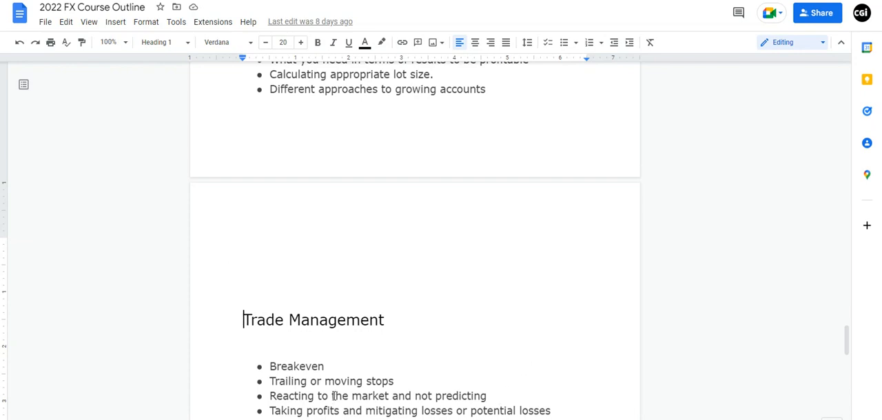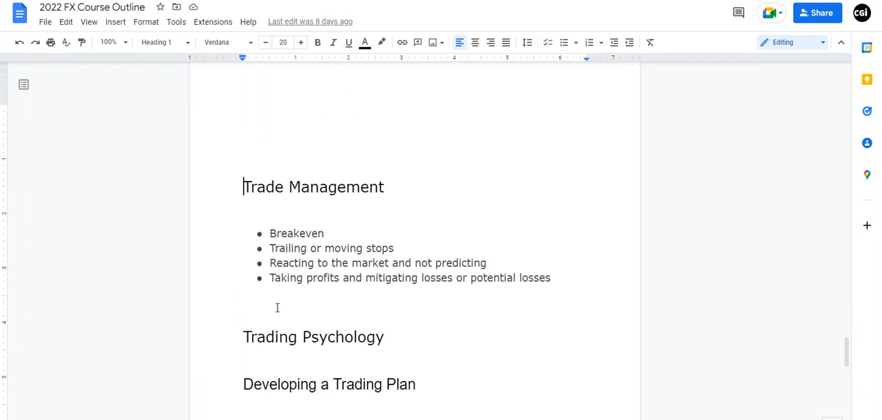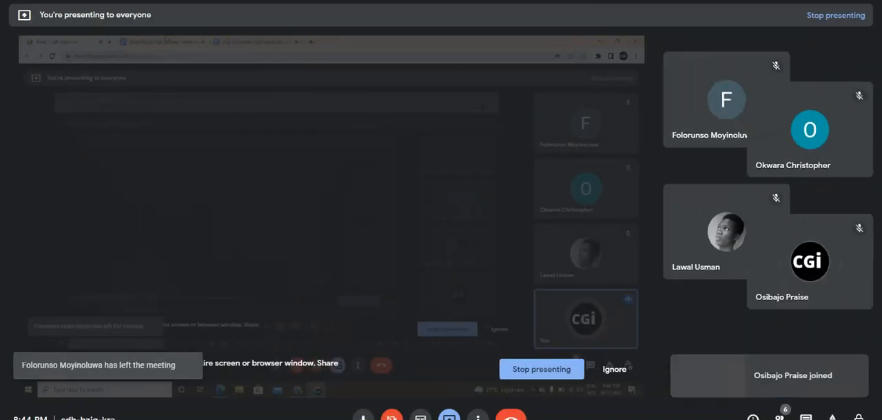Trade management is what you do when your trade is open. What do you do when your trade is open? Number one, mitigate losses. Number two, prevent a loss. Number three, secure profit. So we are going to start with break even. What is break even? Break even is moving your stop loss to your entry to avoid a loss.